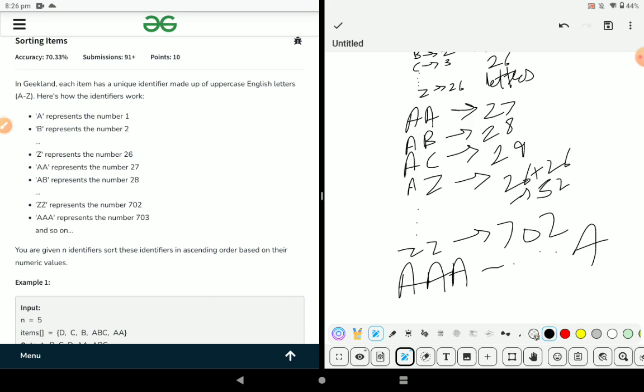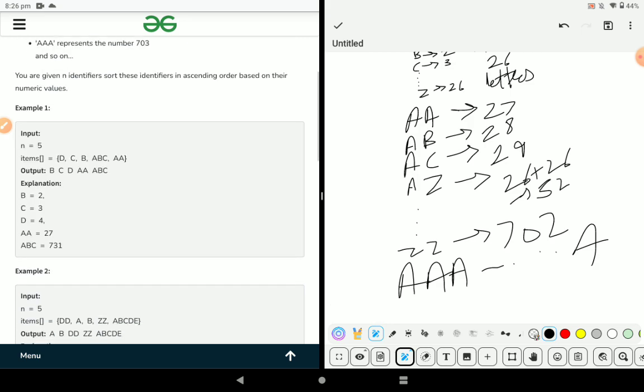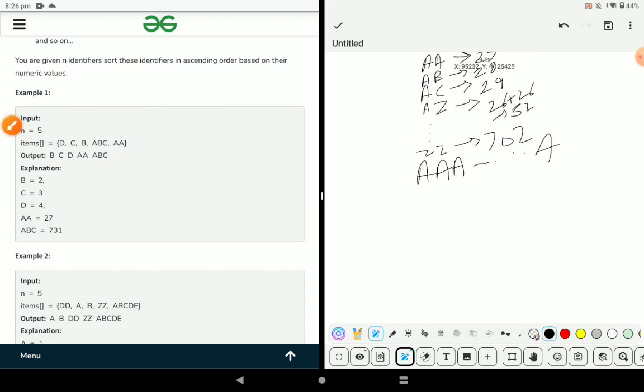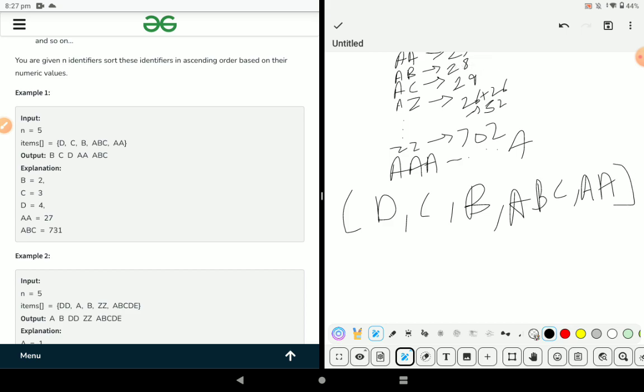So what we have to do: we have been given an array, and we have to sort them on the basis of their values. Basically the contest is too easy. Just apply the simple logic, nothing else.